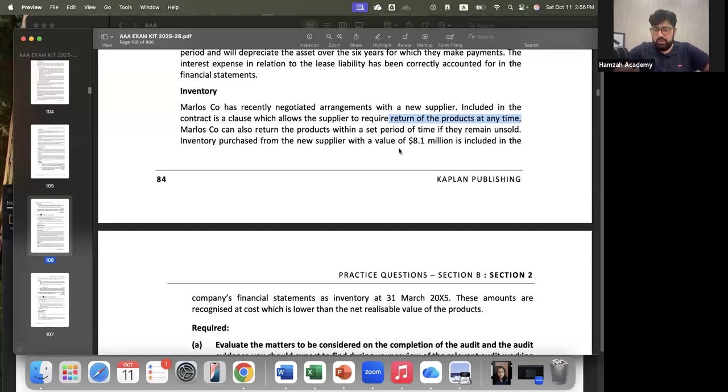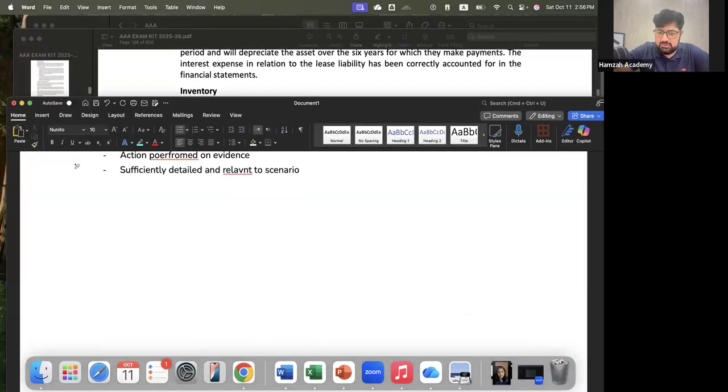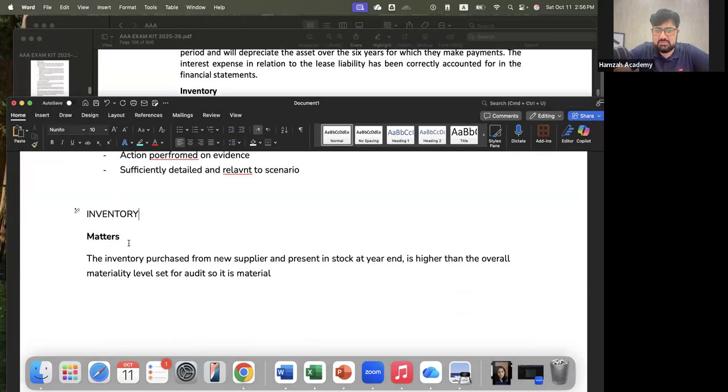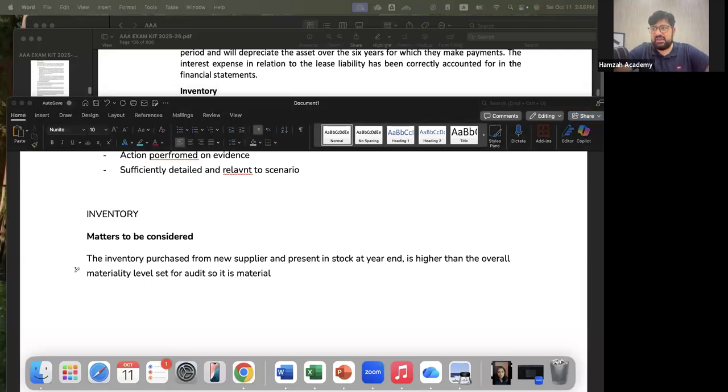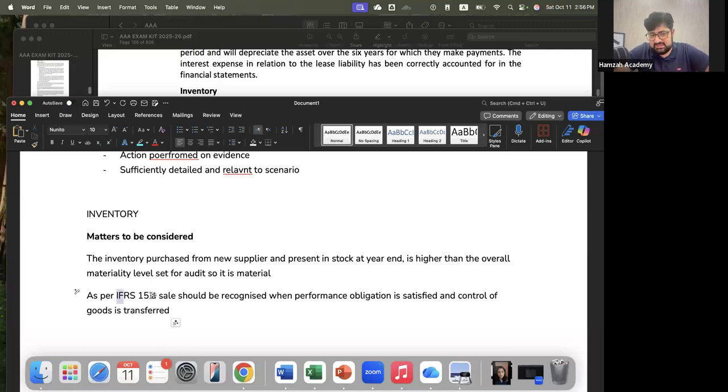Now, we will draft the answer over here. First of all, the materiality of the matter is to be considered. It is higher than the overall materiality level set for the audit, so it is material. What does IFRS say? IFRS 15 says the sale is recognized when control is transferred.